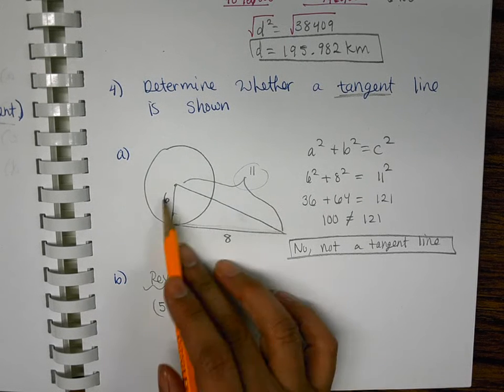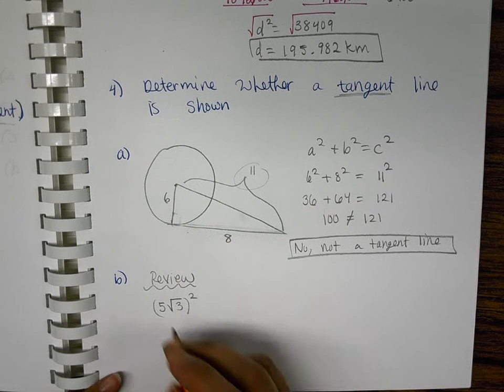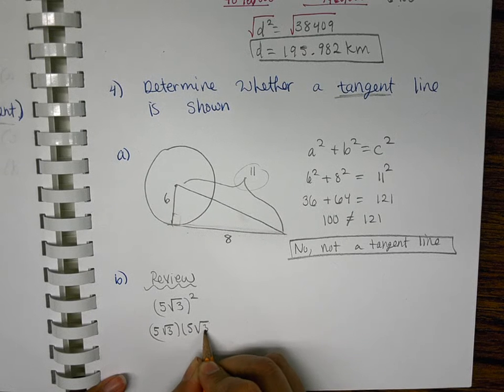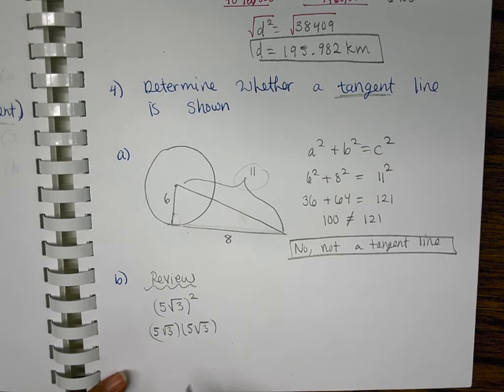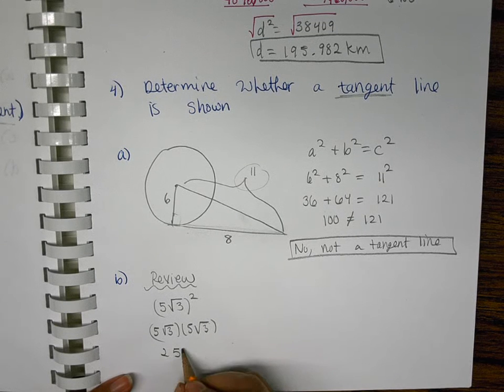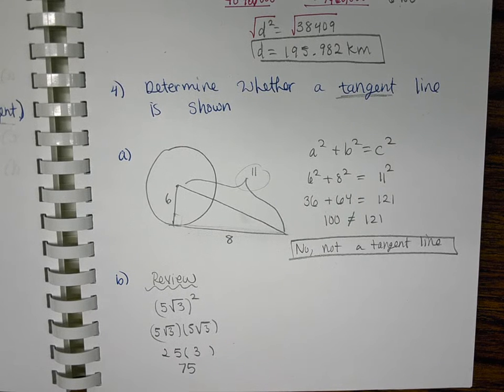5 root 3 squared. So what if one of these legs up here were 5 root 3 and you're doing your Pythagorean theorem? Remember, you do this. 5 root 3 times 5 root 3 equals 25 times, without saying 9, without writing 9, what's root 3 times root 3? 3. Or root 9, which is still 3. And 25 times 3 is 75.